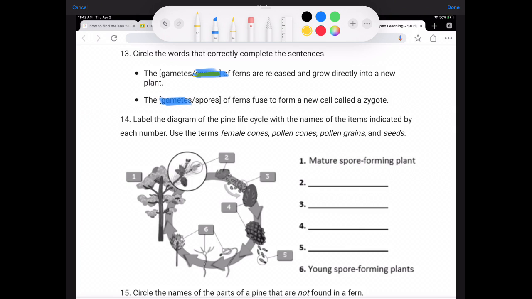Now let's label the mature spore-forming plant. So number 1 is the mature plant, which produces pollen cones, which can make pollen grains, female cones, and then lastly is seeds.